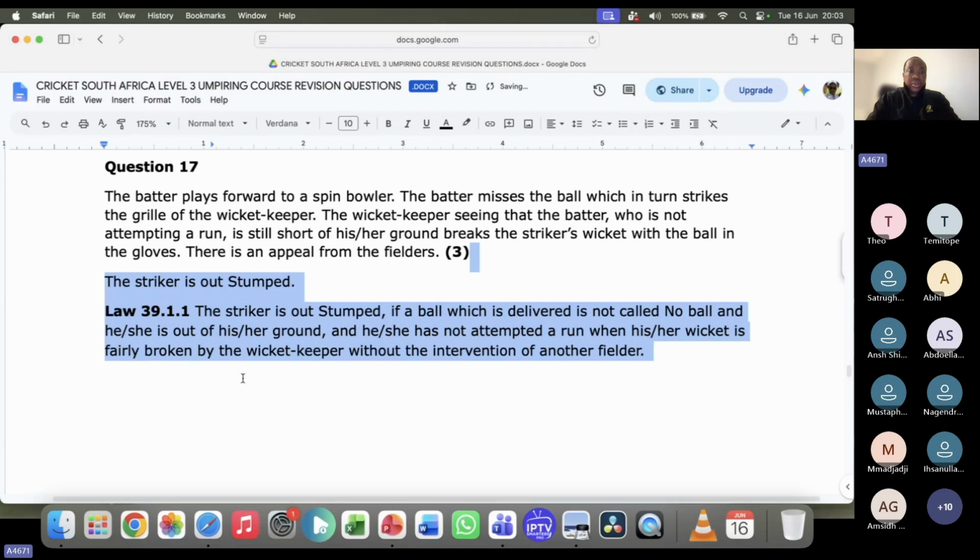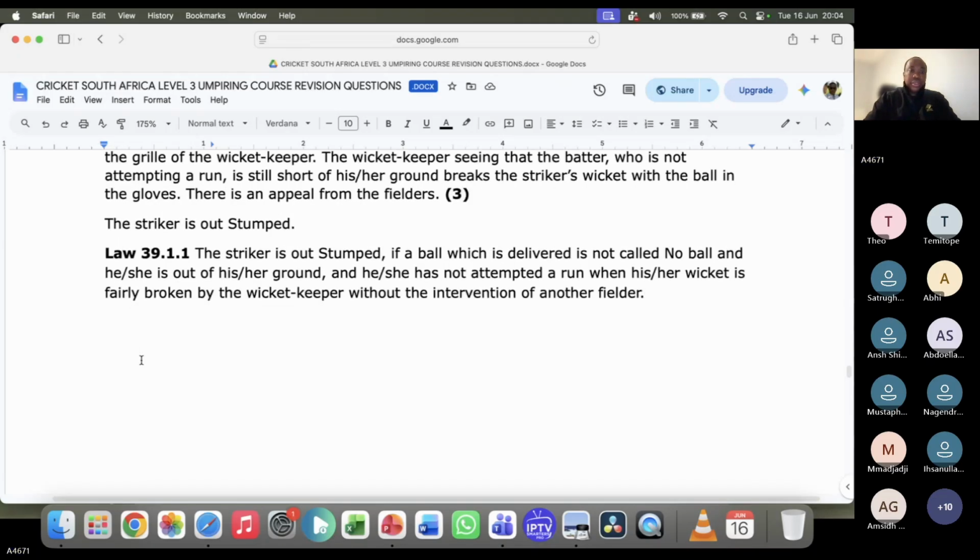Law 39.1.1. If a ball which is delivered is not called a no ball and he or she is out of his or her ground and he or she has not attempted a run, when his or her wicket is fairly broken by the wicketkeeper without the intervention of another fielder, that satisfies the criteria for the striker to be out stumped. Good.